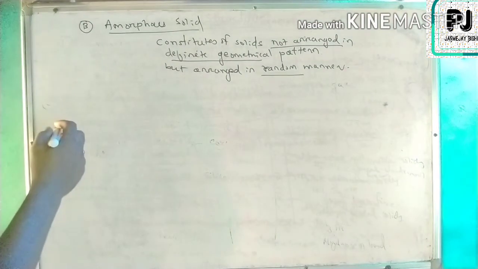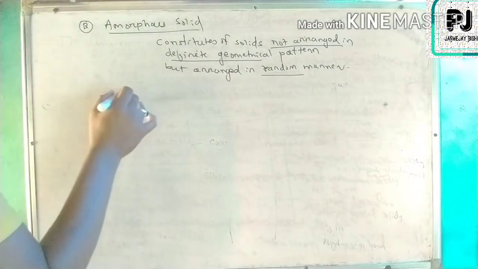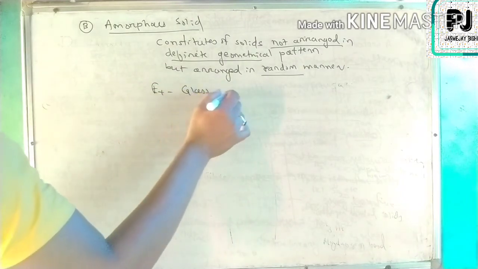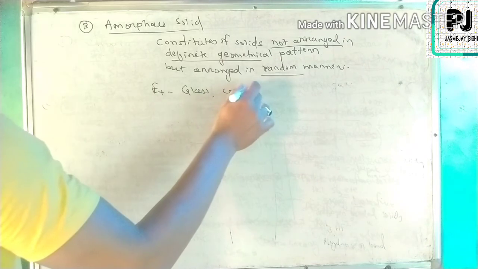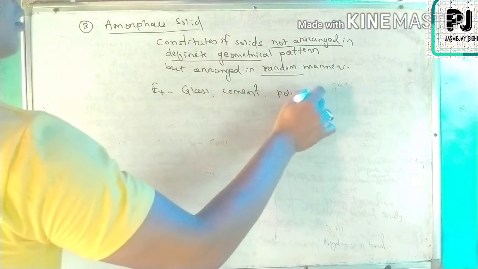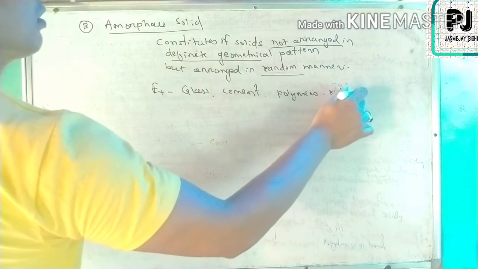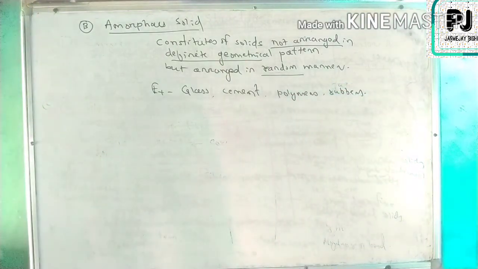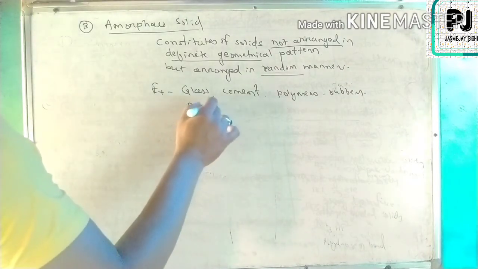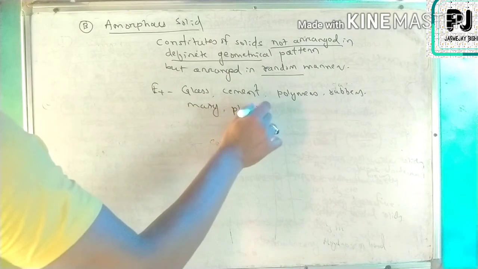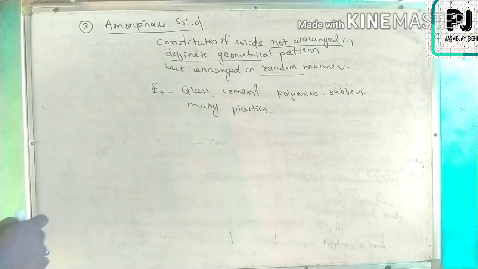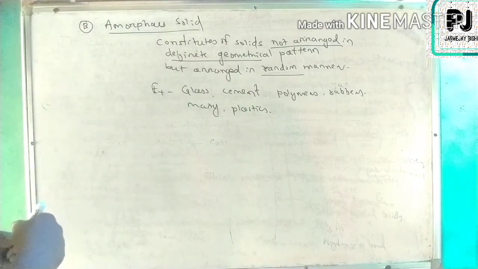Examples of this are glass, cement, polymers, and rubbers. Many plastics also come in this group of amorphous solids. So this is the clear structure of the different types of solids.